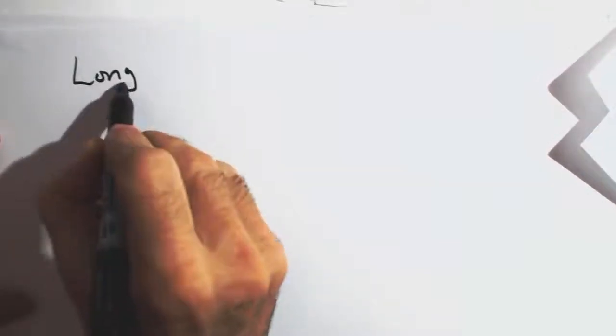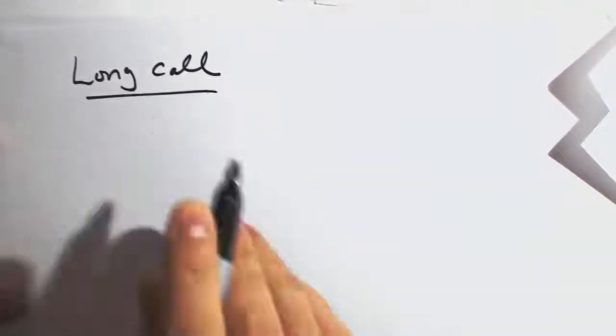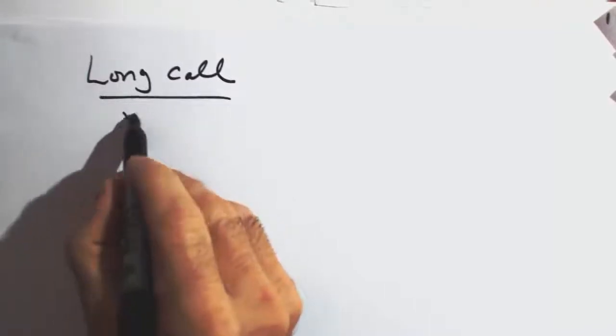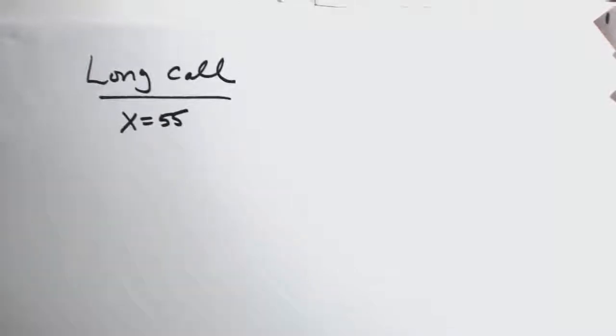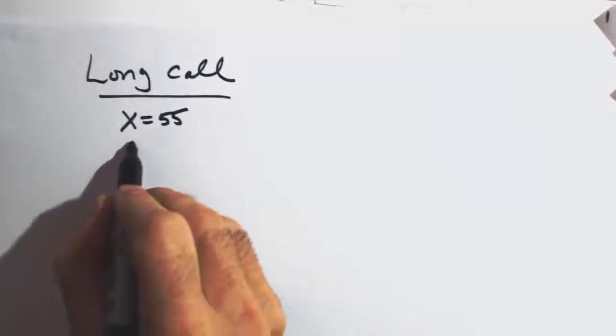So let's do a long call. We're buying or holding a call. Suppose a trader holds one Microsoft call with a strike of 55. The option was purchased a month ago for $3 a share. So the call was $3.